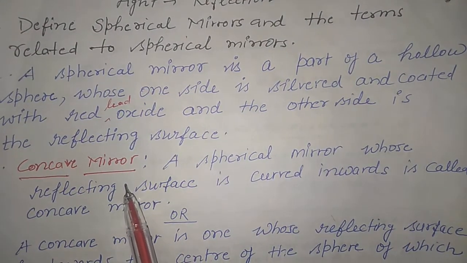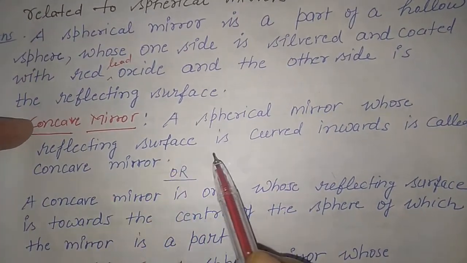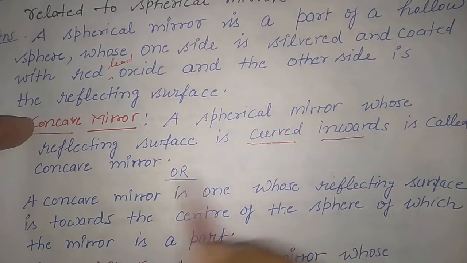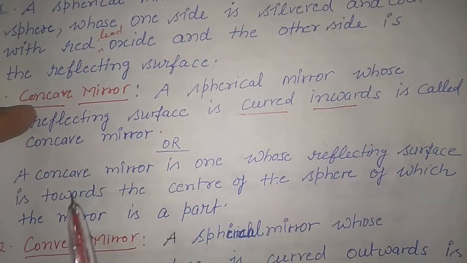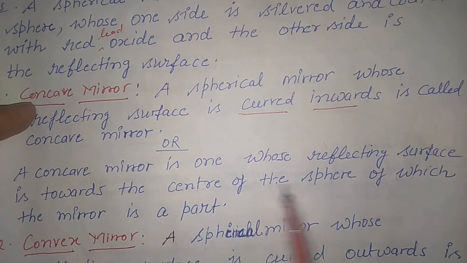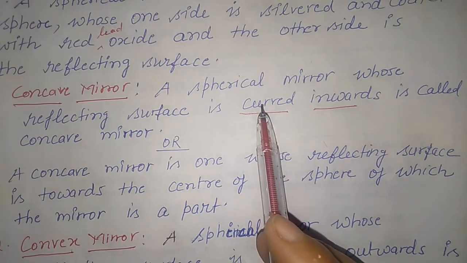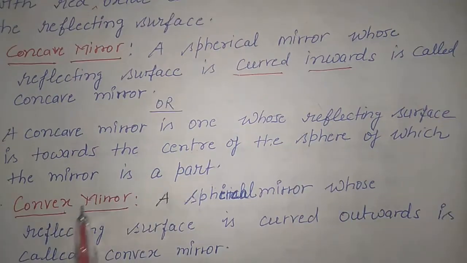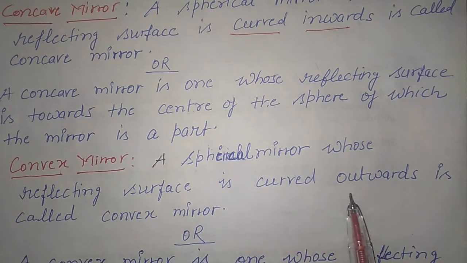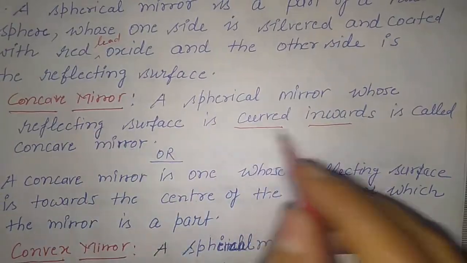Now these are of two types. One is concave, the other is convex. A spherical mirror whose reflecting surface is curved inwards is called a concave mirror. This is important. Or we can say a concave mirror is one whose reflecting surface is towards the center of the sphere of which the mirror is a part. And a convex mirror is a spherical mirror whose reflecting surface is curved outward. So convex is curved outward, and concave is curved inward.